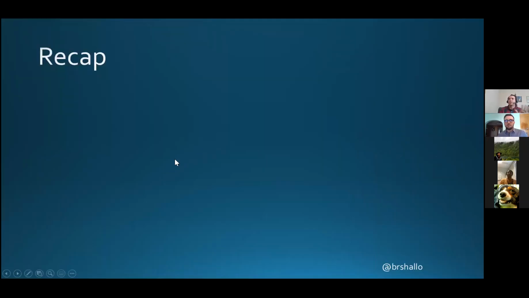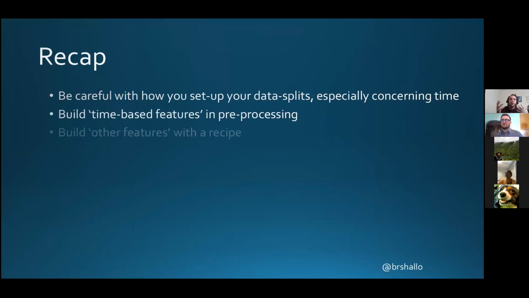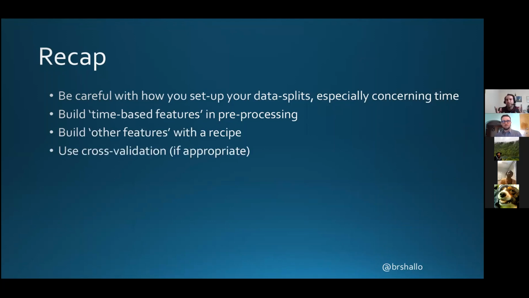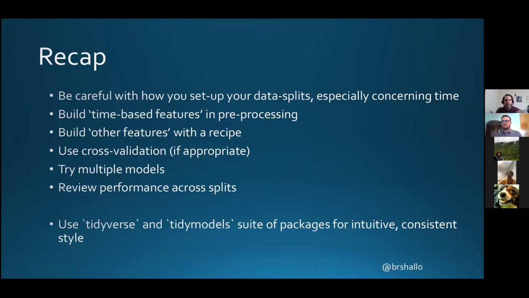Okay, so just to recap all the things that I covered. One was to be careful with your data splits, especially concerning time, and to be thoughtful about potential risks of data leakage there. Build time-based features in pre-processing. Build any other features using recipes. Use cross-validation if appropriate, or if there's not a huge time constraint reason not to. Try multiple models, and then review performance across splits, both in terms of the aggregate performance, but also it can be helpful to look at the performance within individual splits as well.